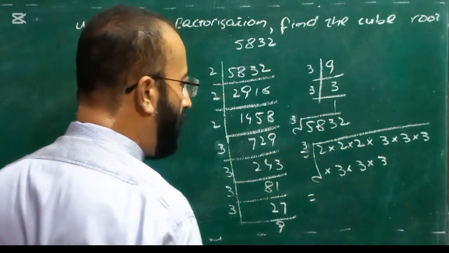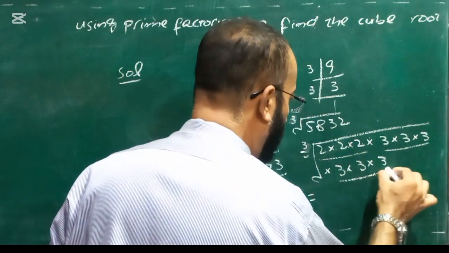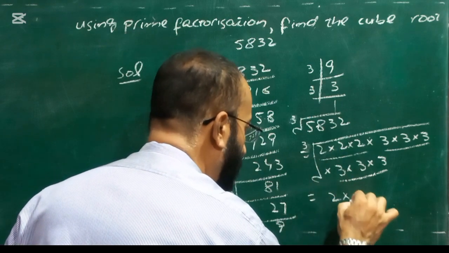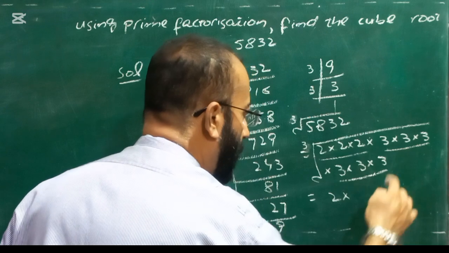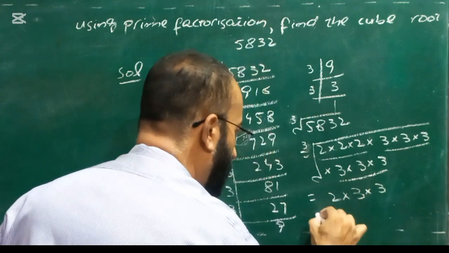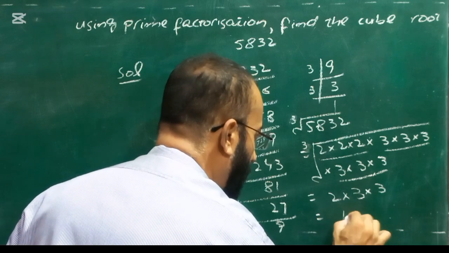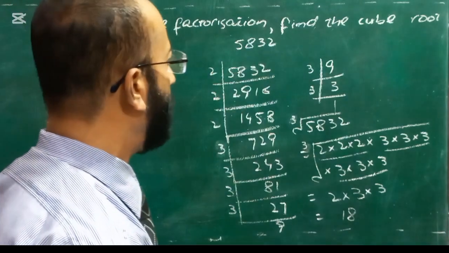Okay, now the method will be, we will pick one value out of every 3 values from the root. So 2 will come one time, 3 will come 2 times, because there are 2 sets of 3 3's. So 3 is coming 2 times. Now we will multiply these values. 2 3's are 6 and 6 3's are 18. So this is the cube root of this number.